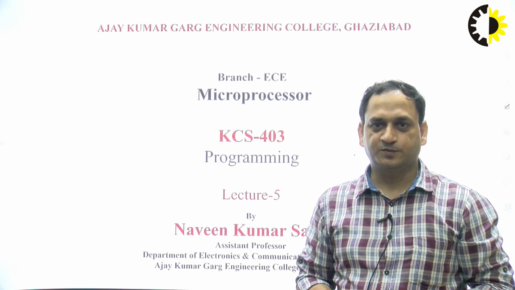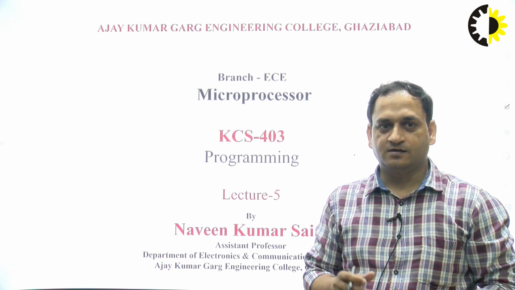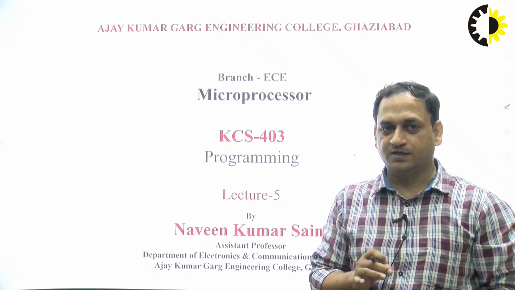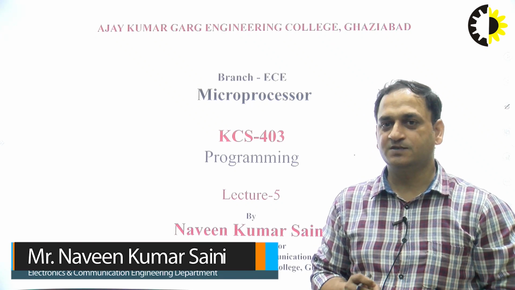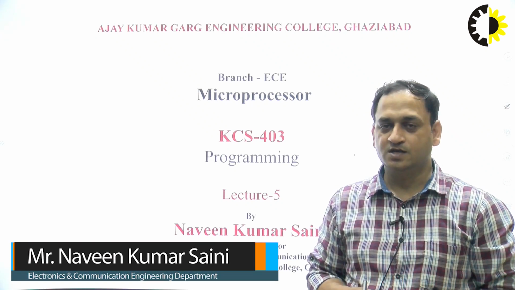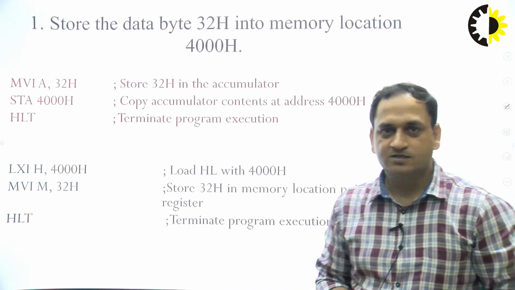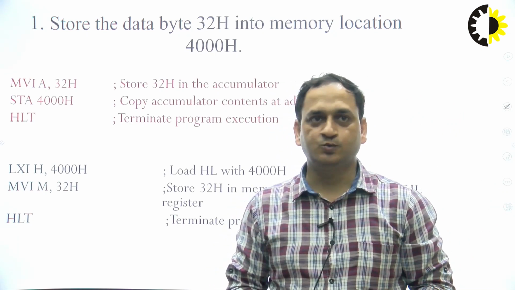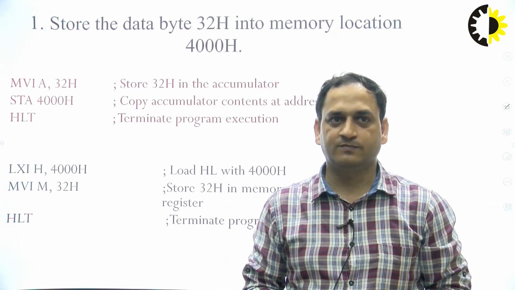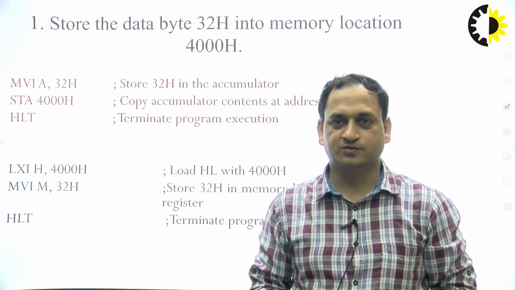In the course Microprocessor, and in that programming part, we will discuss some basic programs, and then we will come to the complexity of that one. So the first program is to store the data byte 32 in hexadecimal into the memory location 4000H.